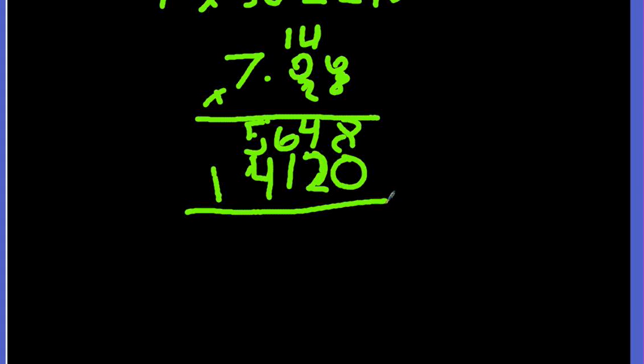And then you're gonna add these. 8 plus 0 is 8. 4 plus 2 is 6. 6 plus 1 is 7. 5 plus 4 is 9. 1 plus nothing is 1. So there's 2 numbers behind the decimal, so you're going to add the decimal right there. The final answer is 197 and 6,800.